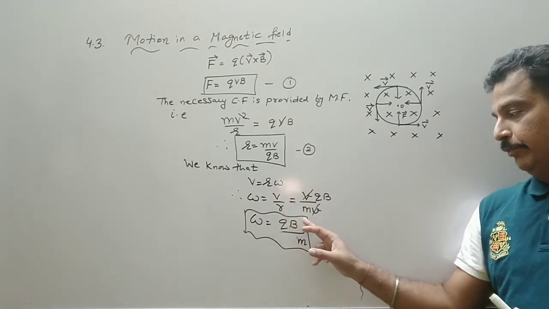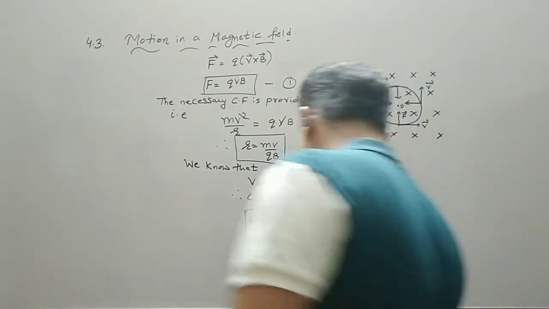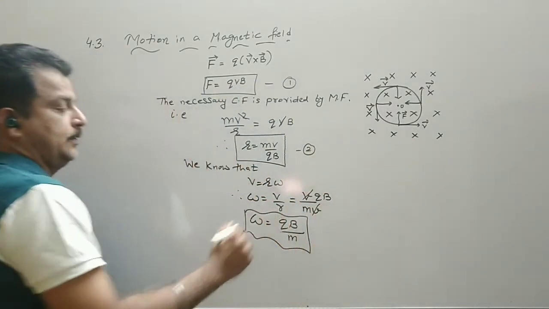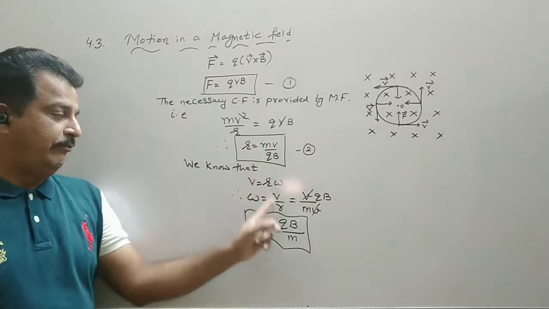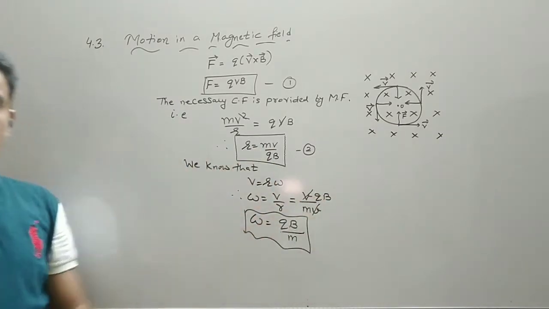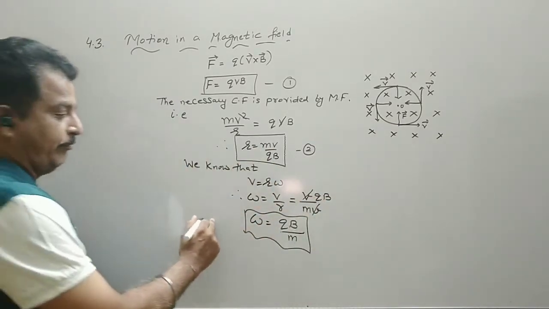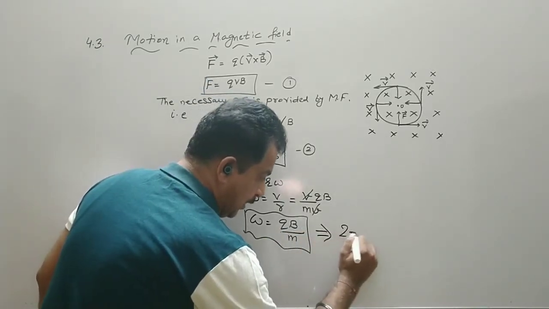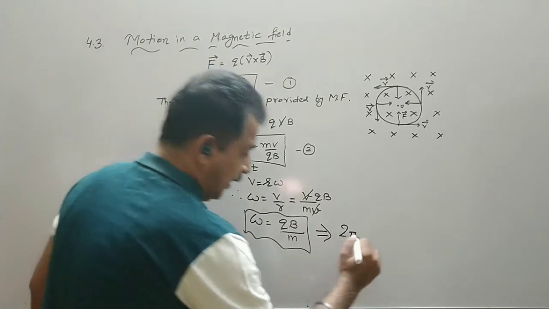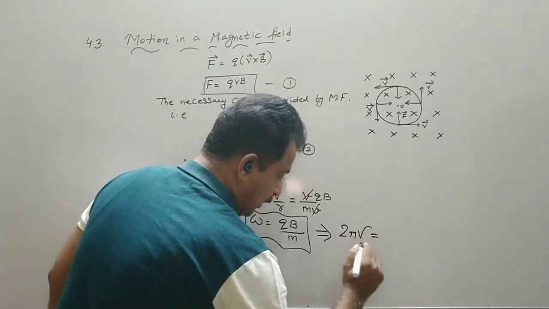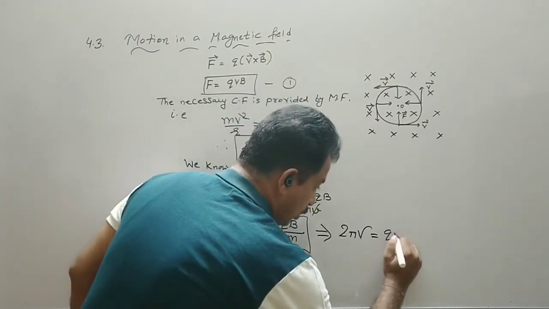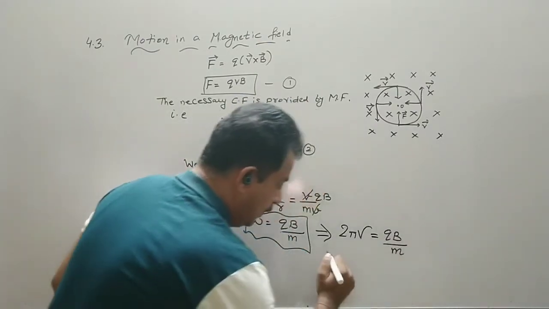So E, B is constant, and the mass of the particle, this R was replaced by mv by qB, so it is qB by m. So this is angular frequency. Now this implies angular frequency can be written as 2 pi f, which is denoted by nu, a frequency, into qB by m.